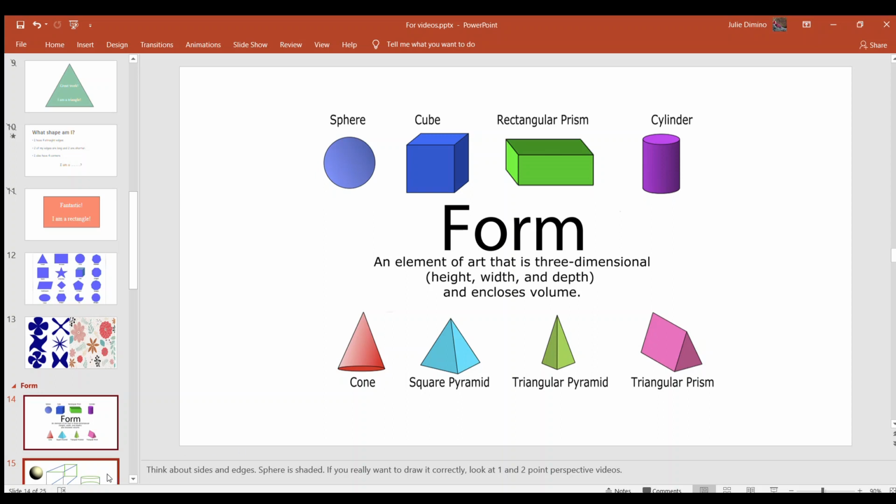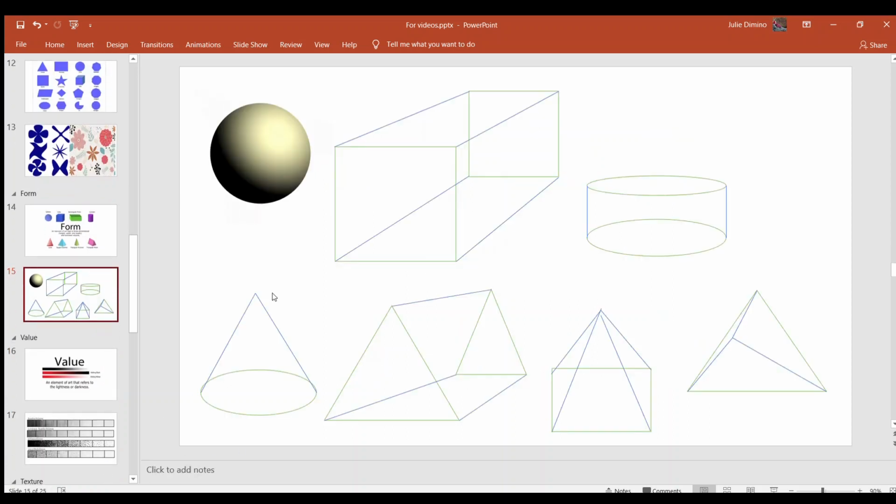And I want to show you a few more examples. If you were to look at three-dimensional forms as see-through, well, first you have your sphere, and you have to shade that in or you're going to have a circle. But you have your rectangular prism, you have your cylinder, your cone, your triangular prism, your square pyramid, your triangular pyramid. These are all different three-dimensional shapes.